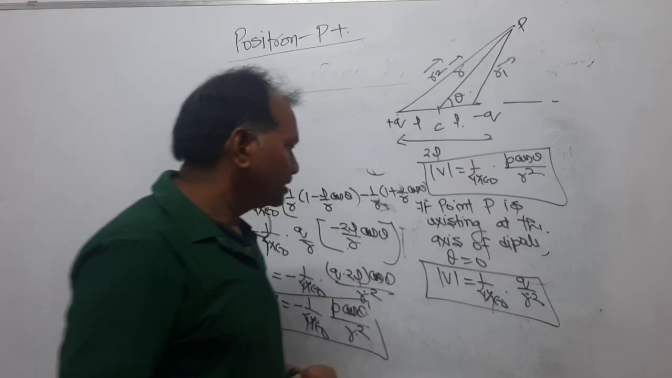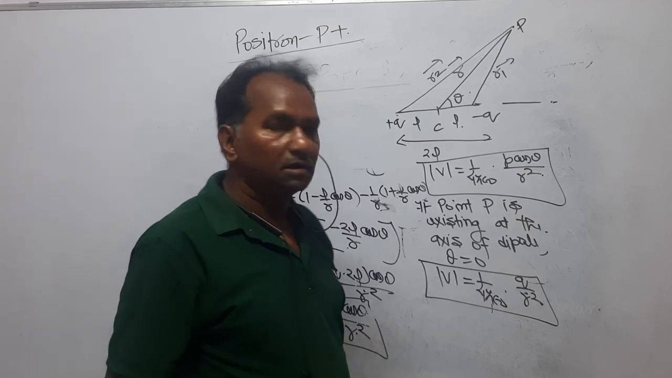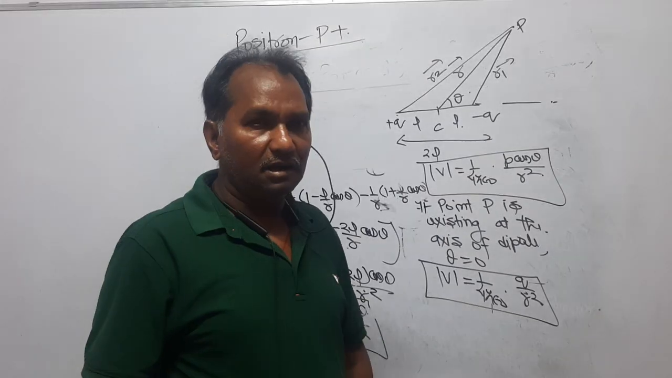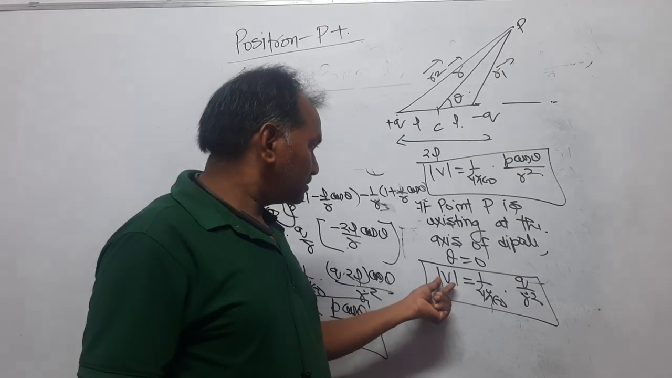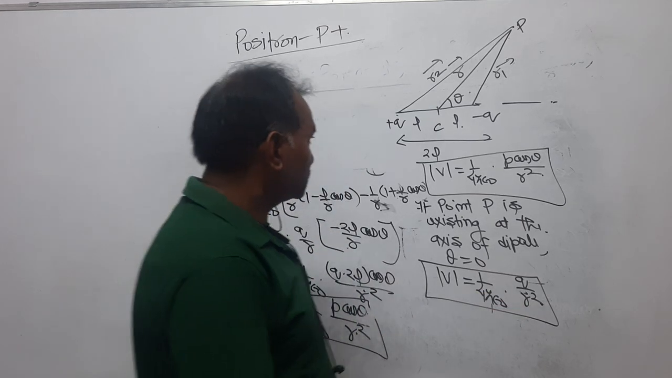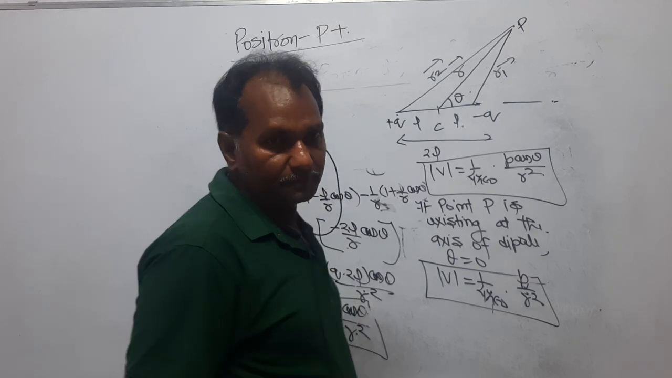In this way, the potential becomes, when the point is lying on the axis of the dipole, then our point is axial, V is equal to 1 upon 4 pi epsilon naught P, dipole moment, P upon R square.